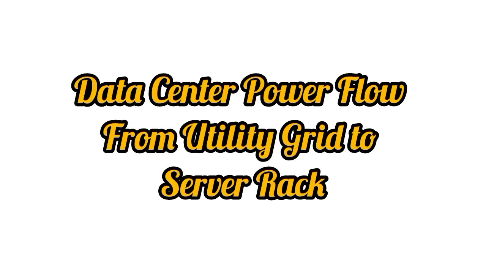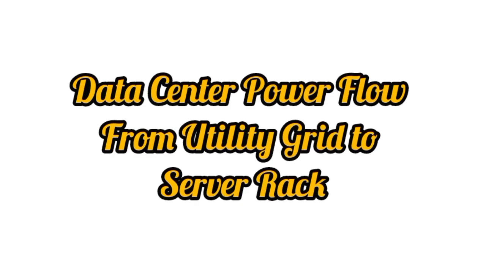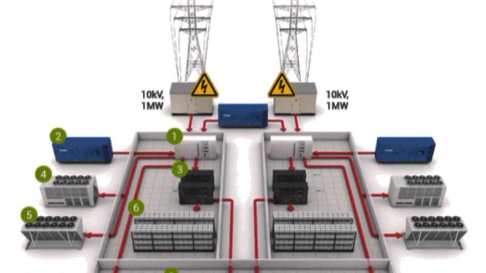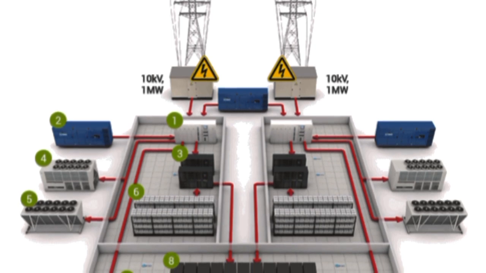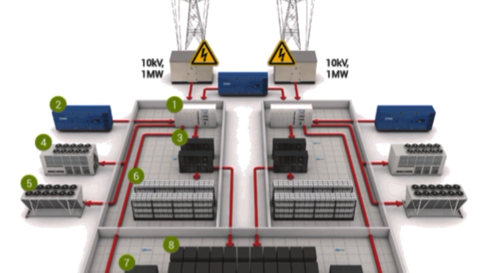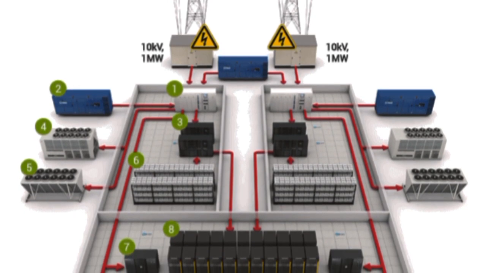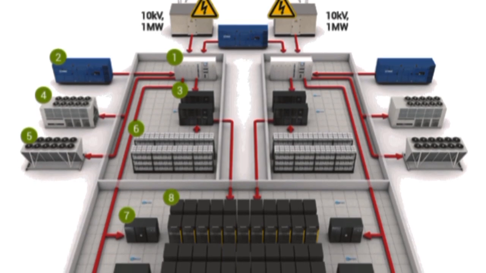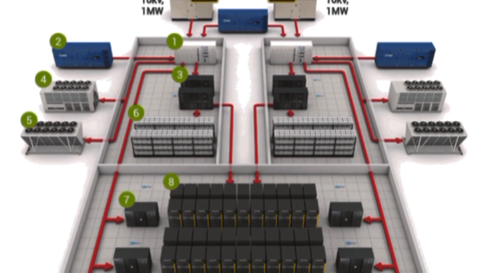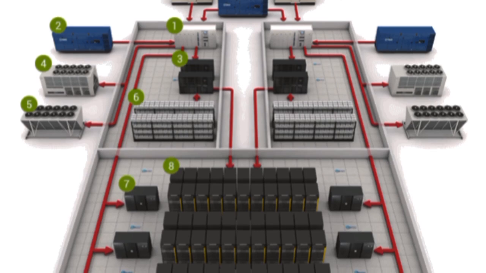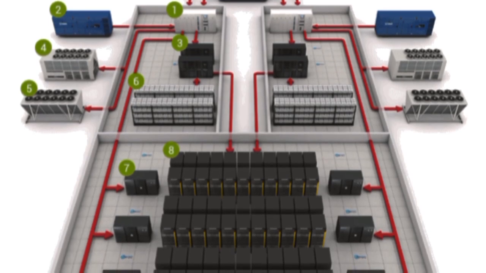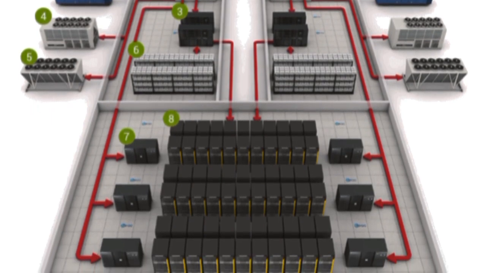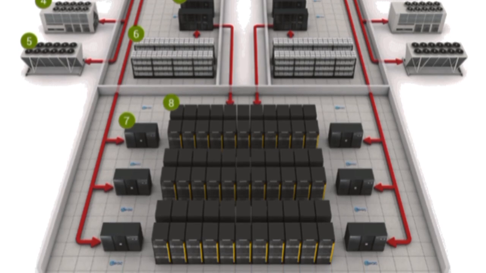Data center power flow from utility grid to server rack. Definition: understanding data center power flow is critical for engineers, contractors, and facility designers working on mission-critical infrastructure. From the utility grid to the server rack, data center power flow moves through multiple layers of protection, transformation, conditioning, and distribution to ensure uptime and reliability. From the utility grid to the server rack, electrical energy passes through multiple layers of transformation, protection, conditioning, and distribution.